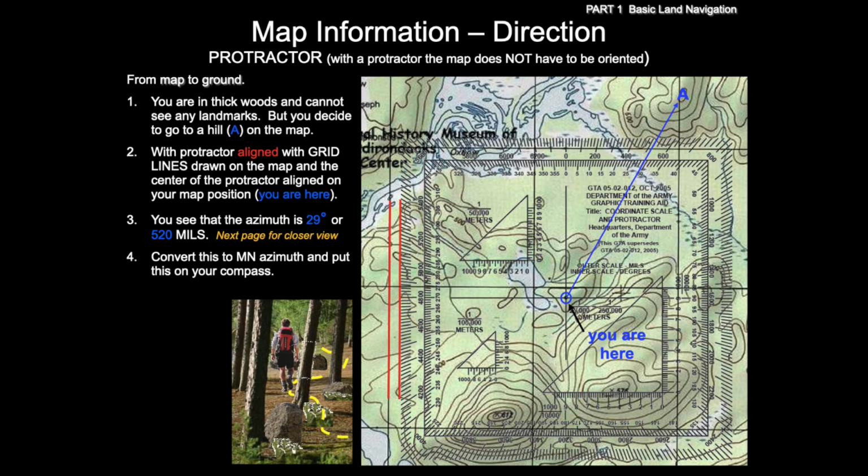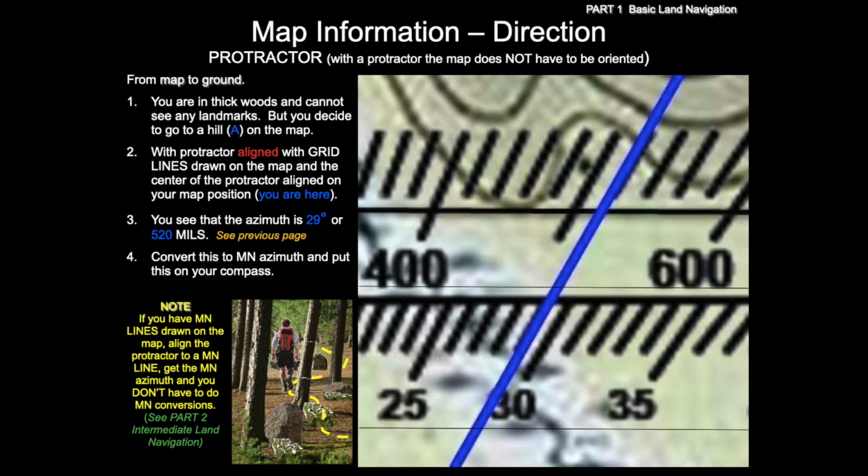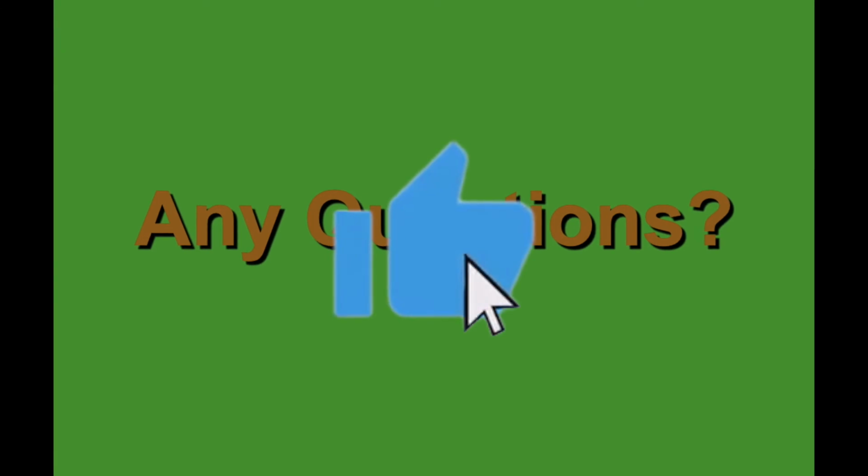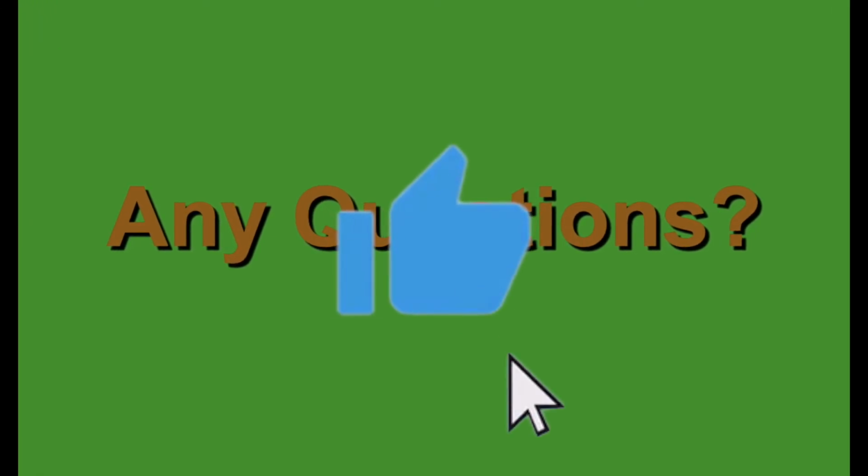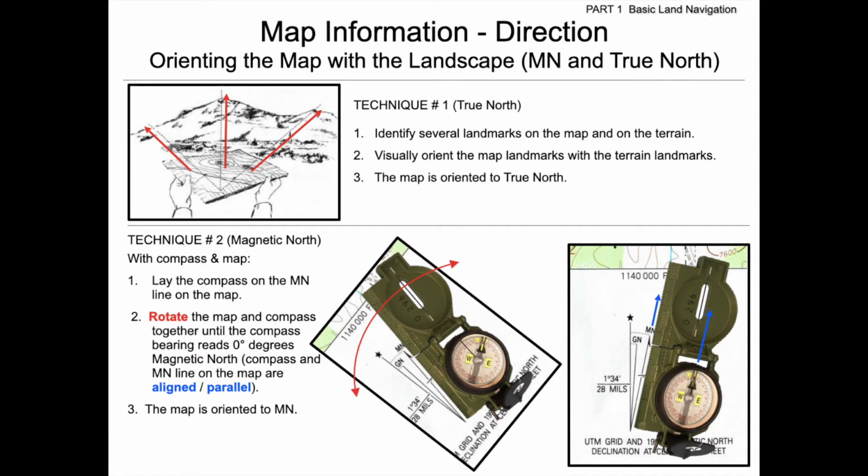Number four, you convert this to magnetic azimuth and put this on your compass. That's where you do your little conversion, like we talked about before ad nauseum. Then you'll walk that new azimuth. All right, so if you have any questions, go ahead and drop in the comments, and then we'll work through it, man.